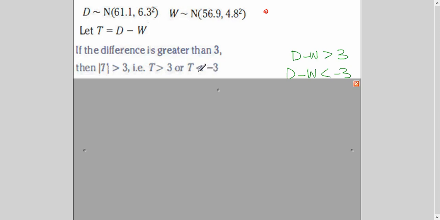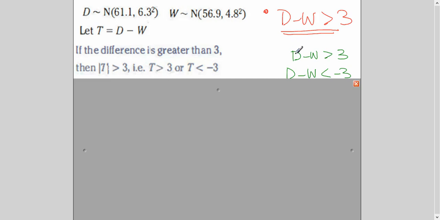Now, if somebody is confused about how and why, the common mistake students make in this question is that they straight away just take d minus w greater than 3 and solve the question. And it means they have done half of the question. Now let me explain why. When you're talking about difference, you don't know if it is washing time minus drying time or drying time minus washing time, right?